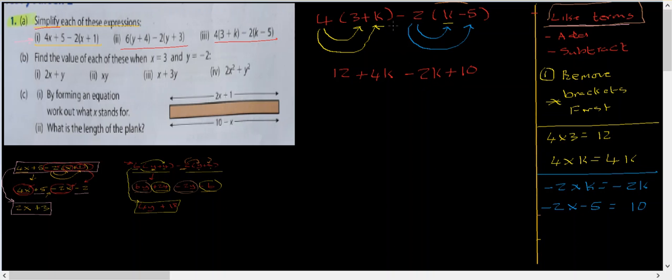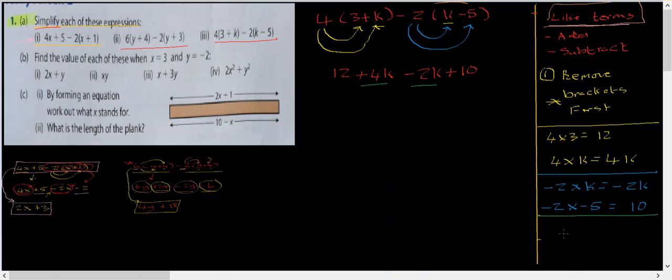So what we've done is, again, we've removed the brackets. That's the first thing we want to do. The next thing we want to do now is identify the like terms and add them up. If we take k, for example, we have 4k here. Do we have any other like terms like 4k? We do. We have 4k and then we minus 2k. So we can work with these two.